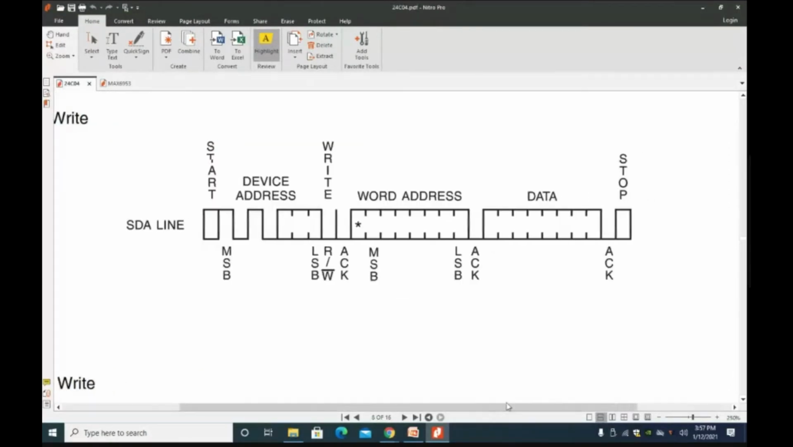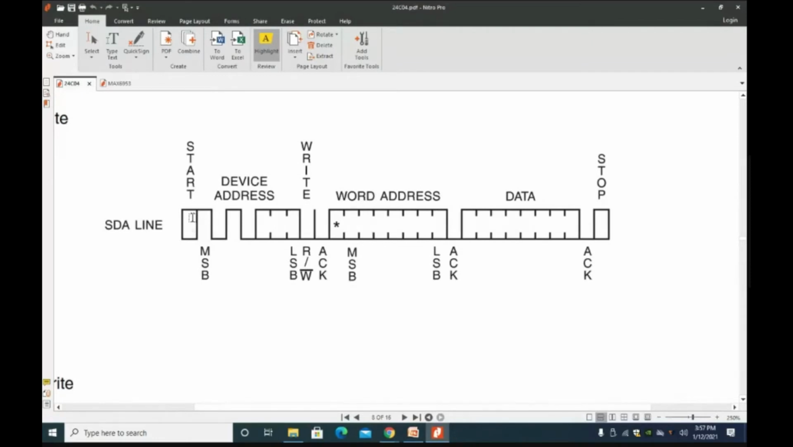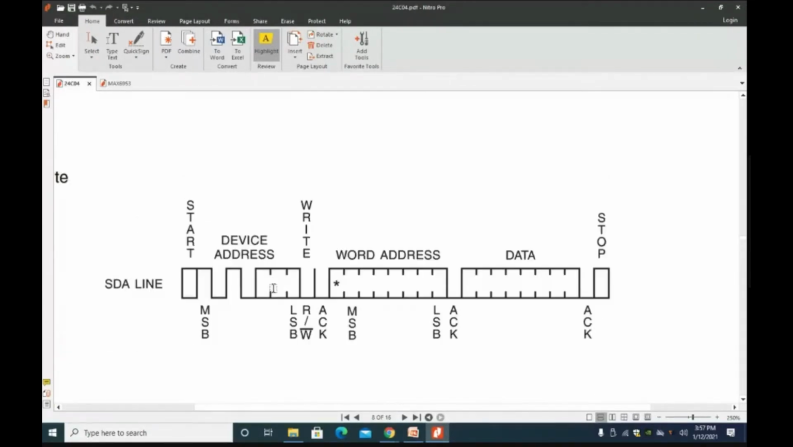This is the byte write frame format. I'll show you. This is the start bit. Start bit means what? SCL equal to 1, SDA goes from 1 to 0. Then just now we have seen 1010, and assuming that these 3 bits are 0, so 7-bit address. This is the time axis, the X-axis is the time axis, and the Y-axis is logic 1 or logic 0.